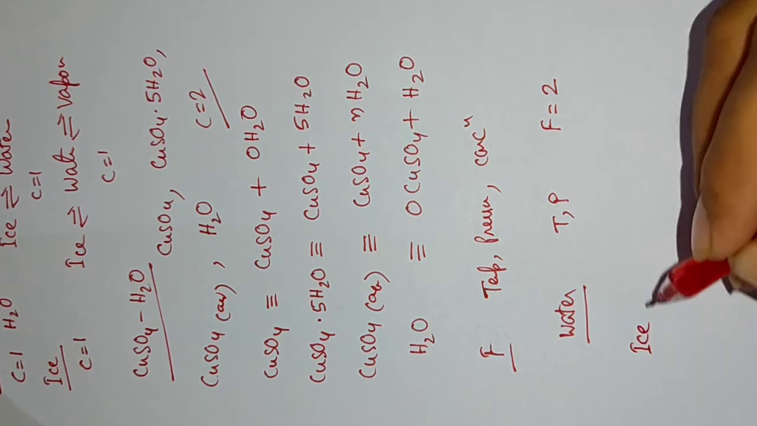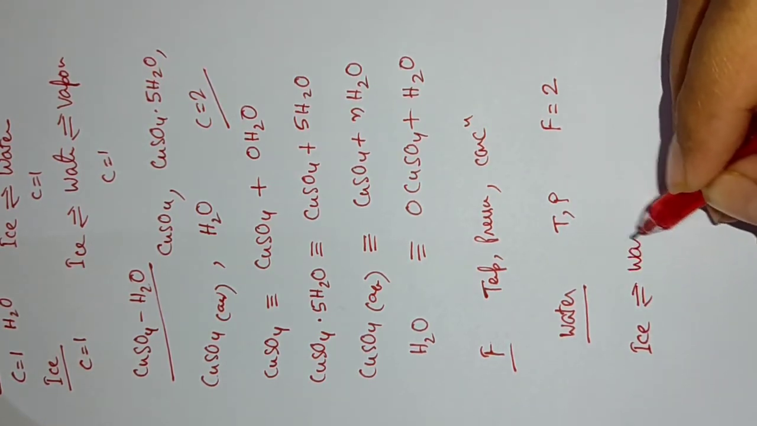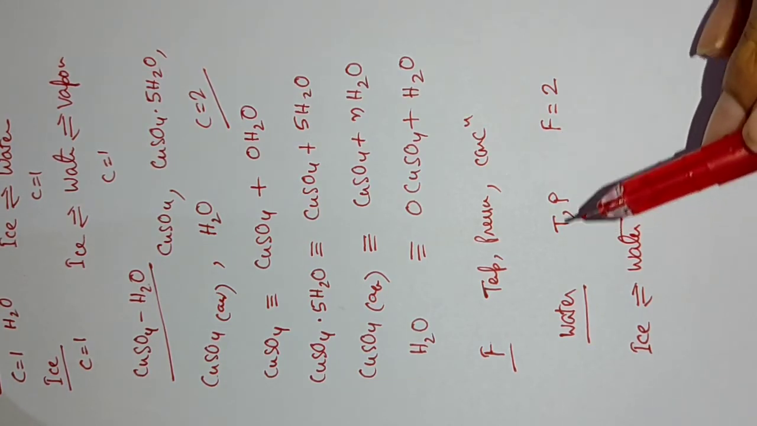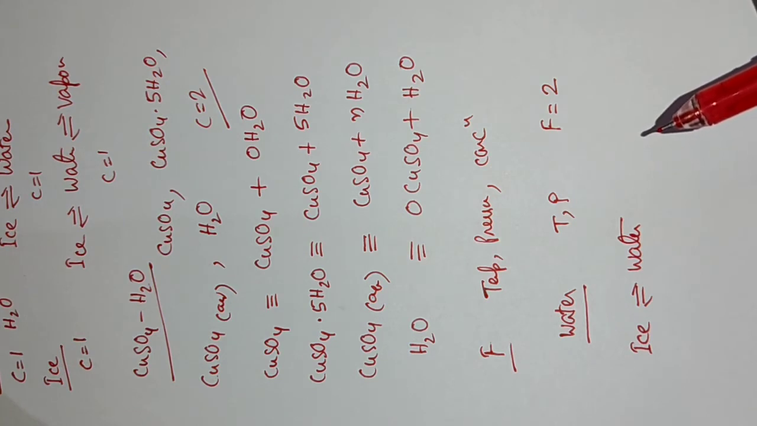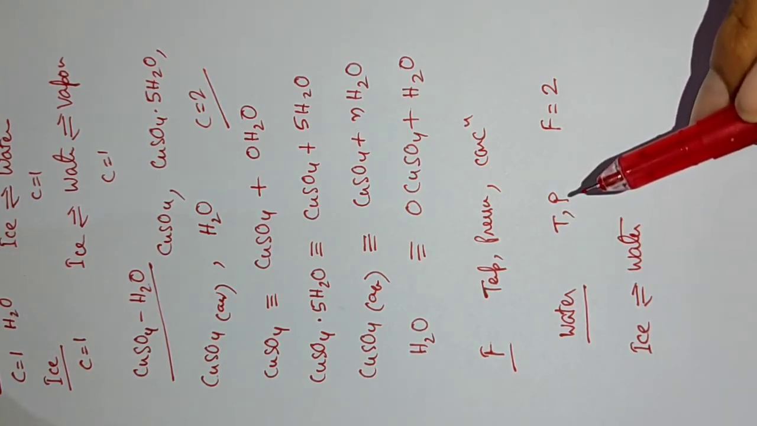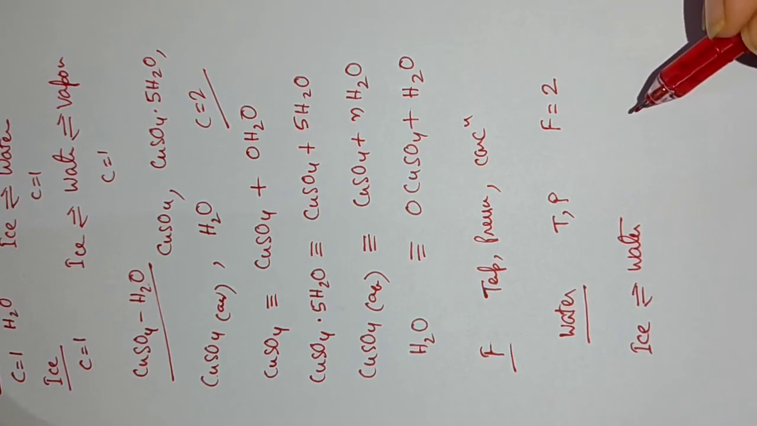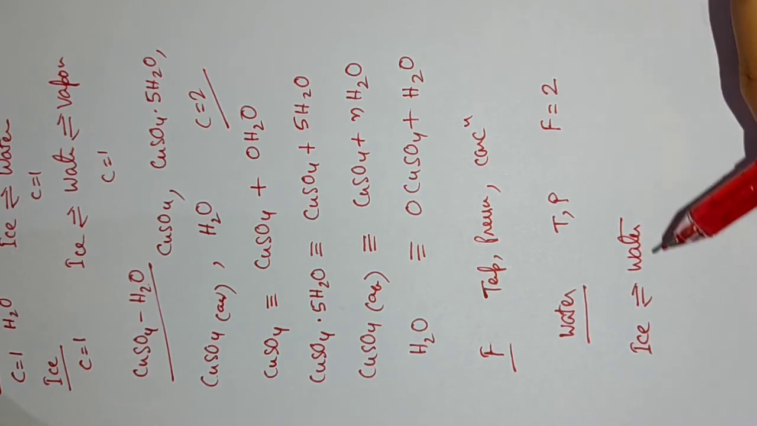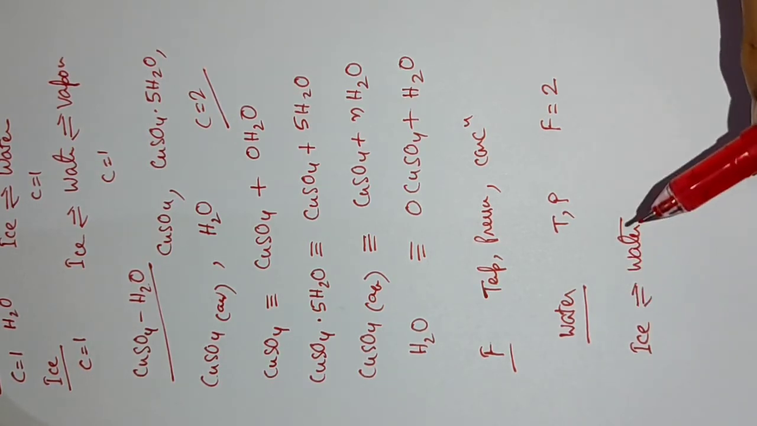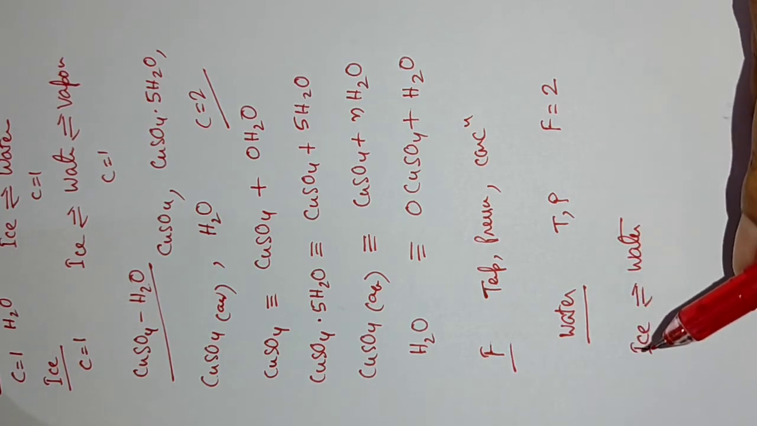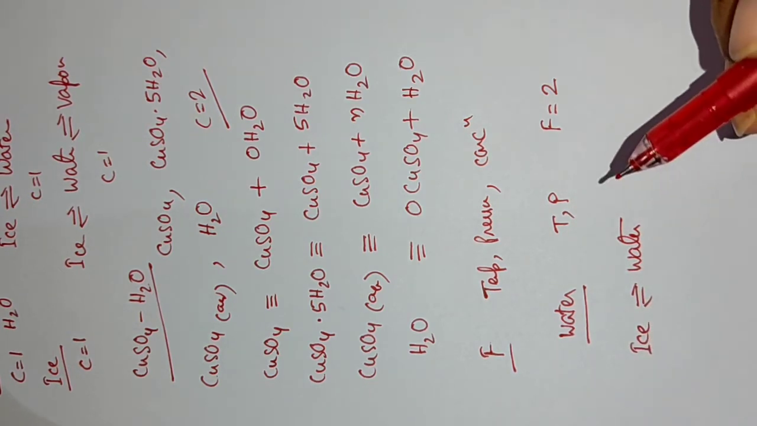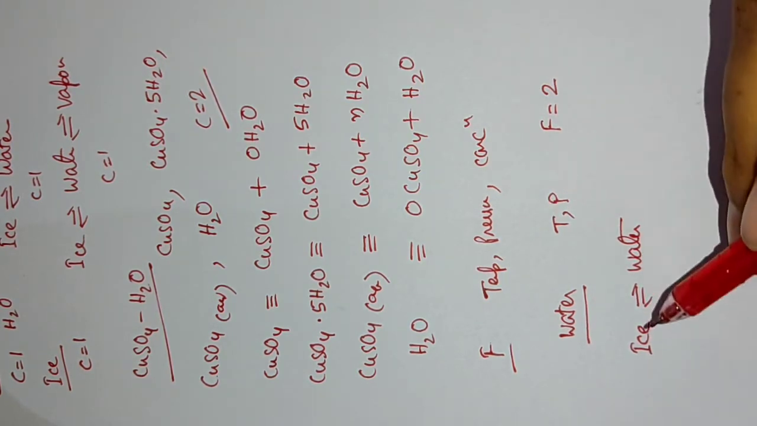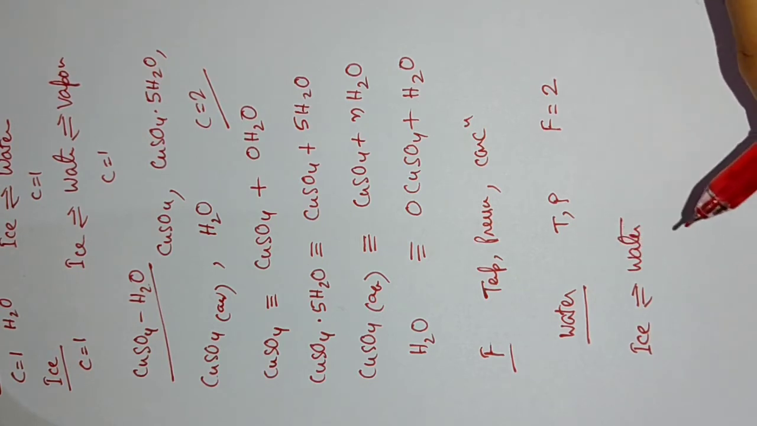Now if ice remain in equilibrium with water, then you can change only one variable among all. If you change temperature, the pressure will get fixed automatically. And if you change pressure, the temperature will get fixed automatically. Otherwise, this equilibrium will collapse either to water or to ice. That is, if you try to change both these variables simultaneously, this equilibrium will collapse to a single phase system.